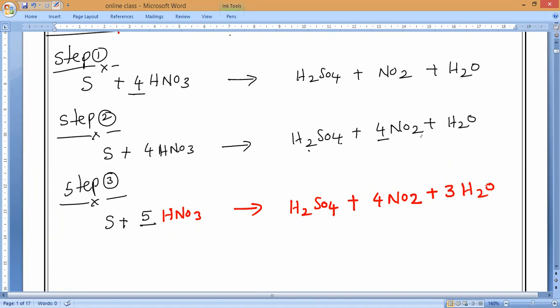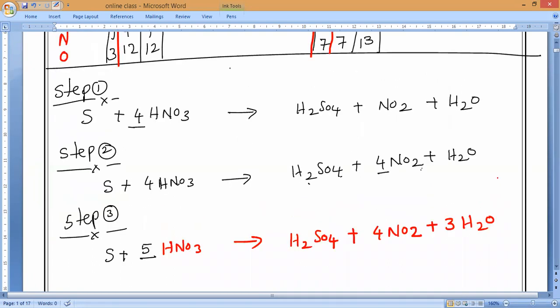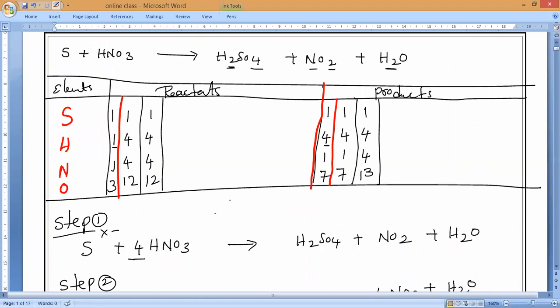Sir, can you explain again? Now, once again, I'll explain. Here we have oxygen 12 and here oxygen 13. So I am trying to make both equal. Both are one after one, so we cannot make them equal by multiplying any number. 12 into 13 we cannot multiply. So I am trying to make it the nearest figure, 15.